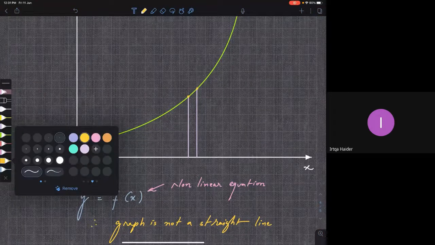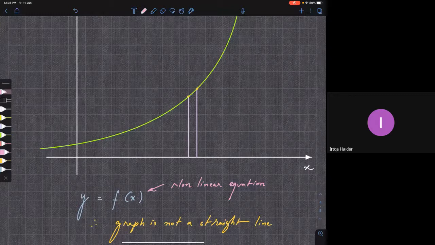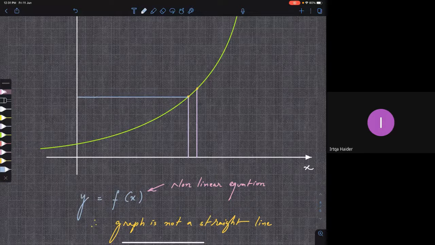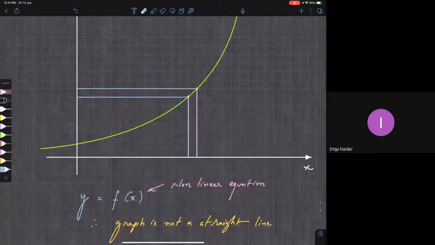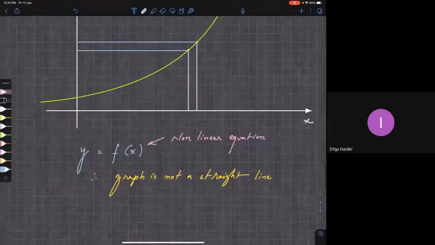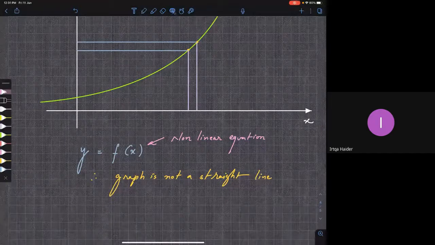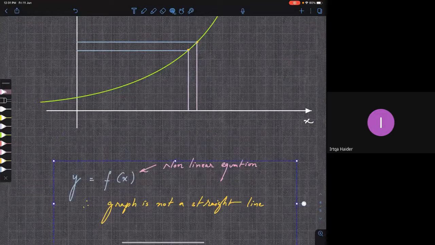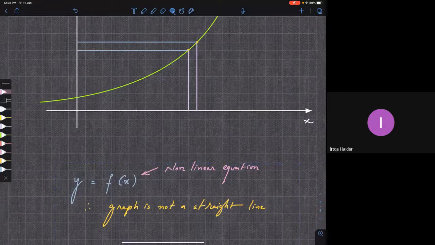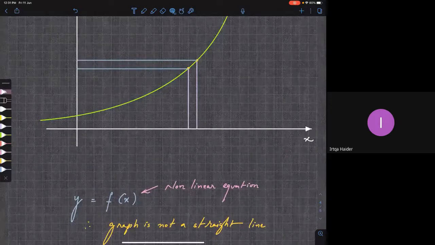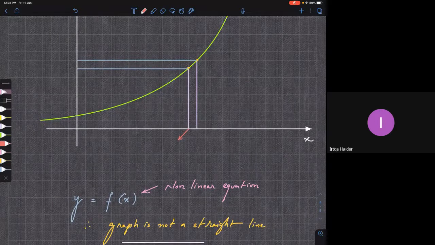But before that, let me just do this thing. I'll join the corresponding points on the y-axis. Now watch very carefully what is happening here. Now I've taken a small section of this big curve. This point, I'm taking it as x. So what will be this point? It will be in the neighborhood of x, right?